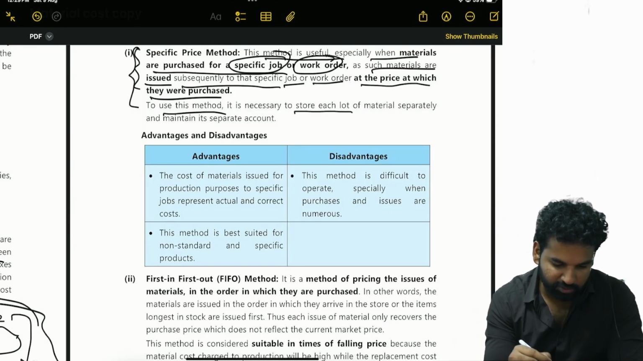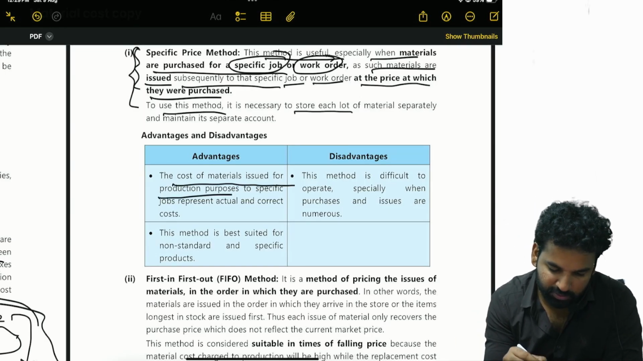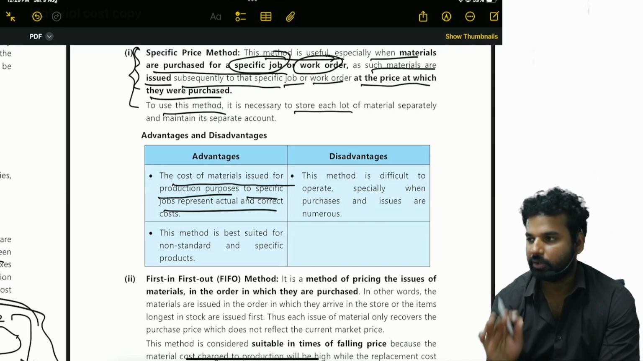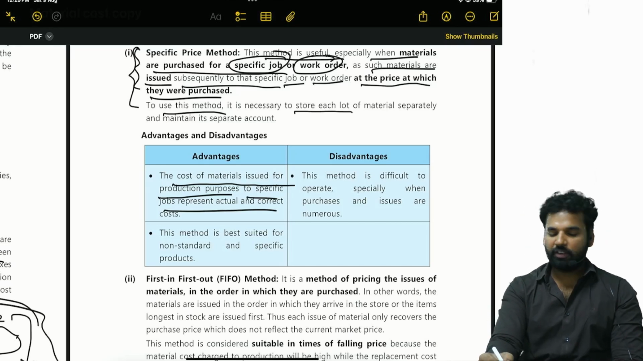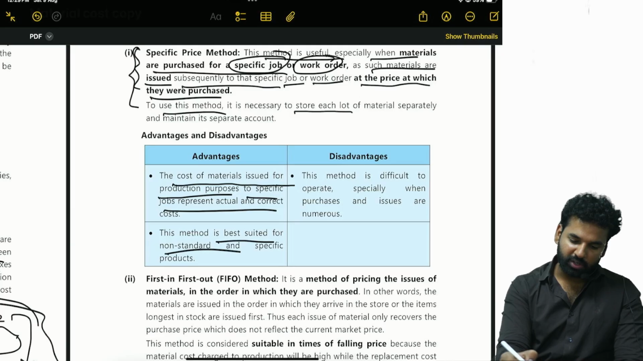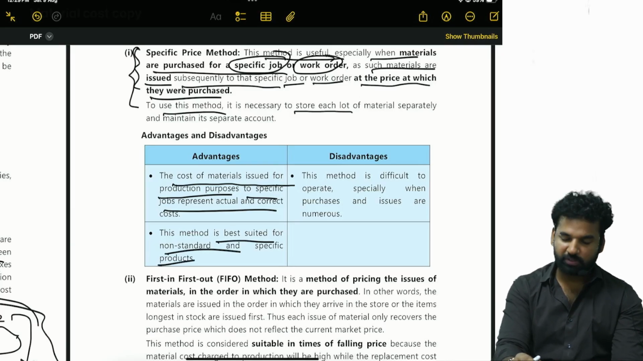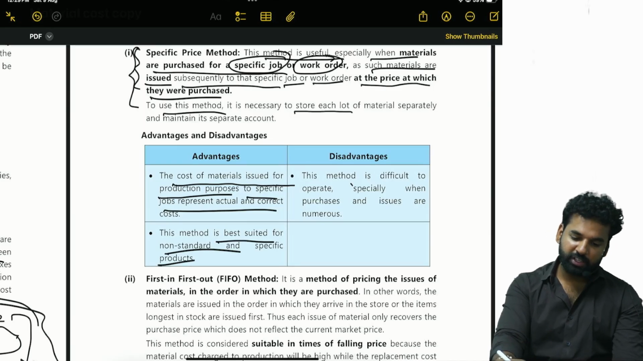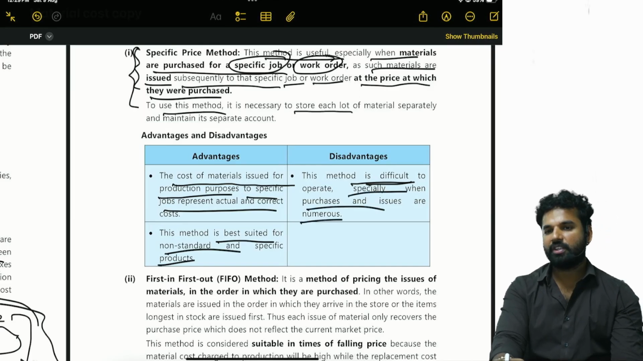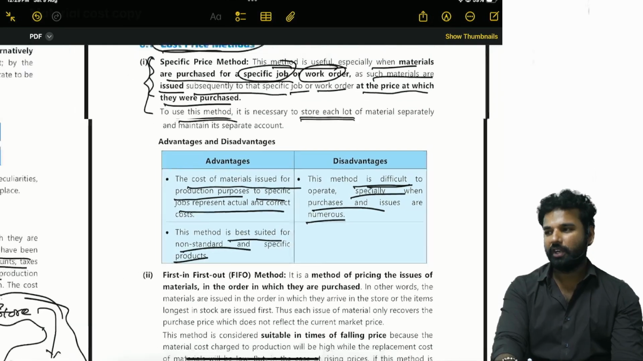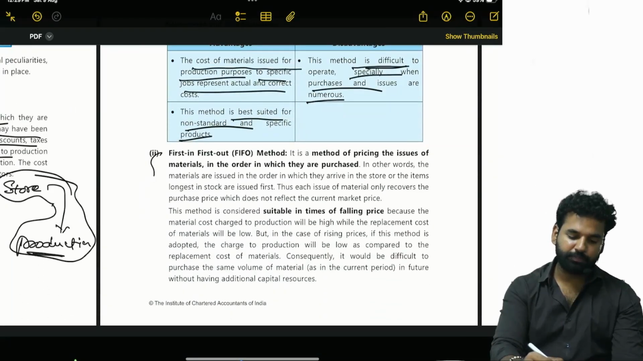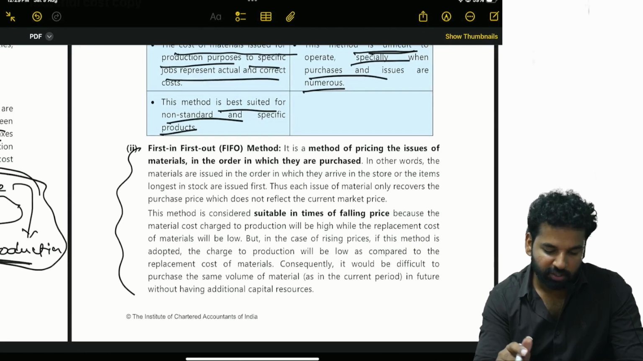Advantages: the cost of material issued for production to specific jobs represents the actual and correct cost. At what price we are purchasing, that will represent. This method is best suited for non-standard and specific products, which means customizations. The disadvantage is that it is the most difficult method, especially when purchases and issues are numerous. When the number of purchases and issues is large, it is irrelevant. Next, the FIFO method.